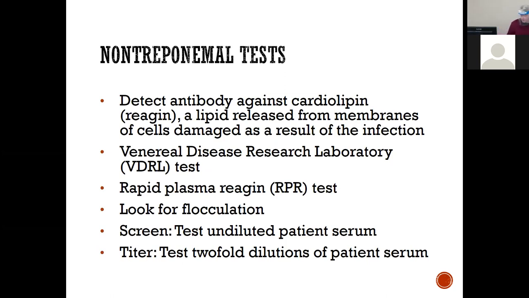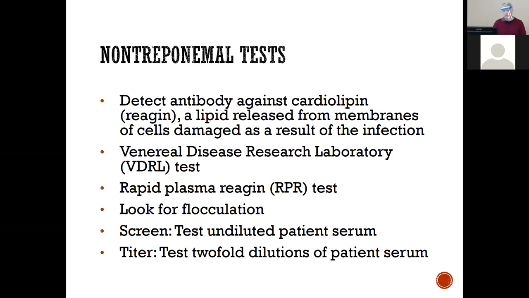So the first thing we're going to talk about is detecting antibody against this thing called reagin. And that's what you're going to do today. So reagin is a cardiolipin. Okay, so it is a lipid released from the membranes of cells damaged as a result of the infection. So we are going to detect antibodies against the reagin. So we're not detecting antibodies against Treponema pallidum, against the spirochete itself.